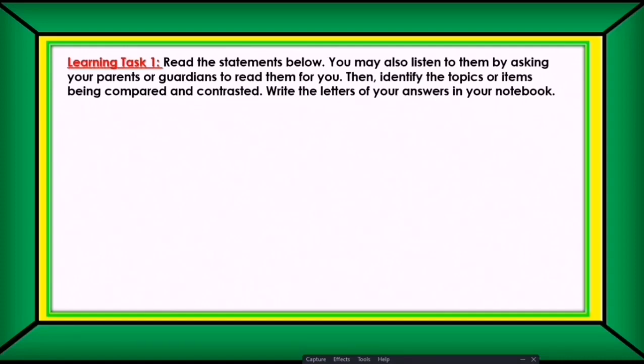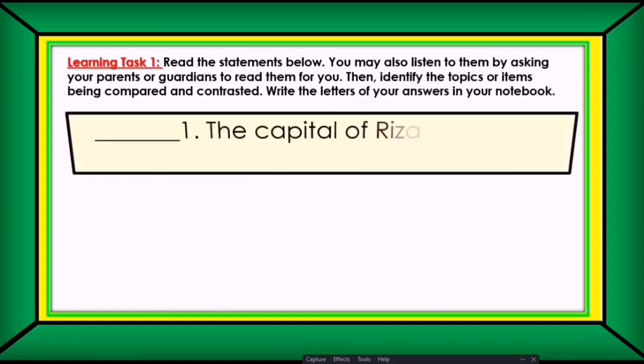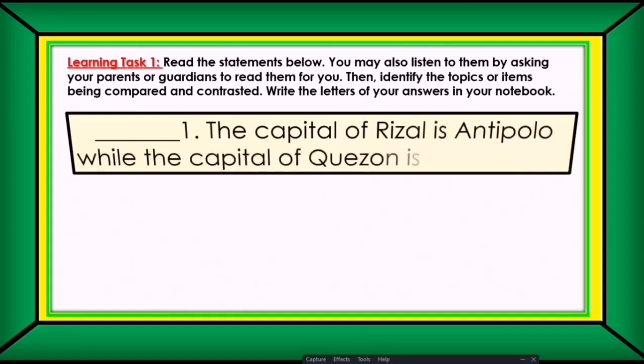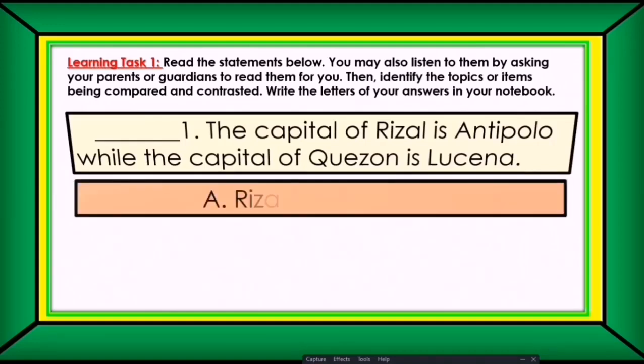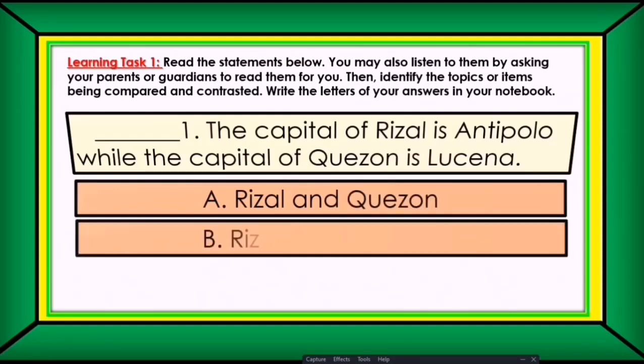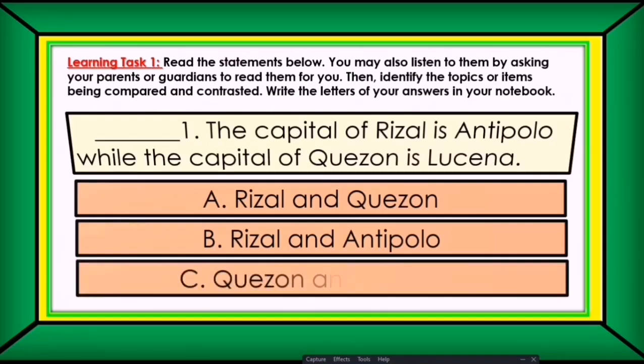Are you ready now? Okay, let's start now. The capital of Rizal is Antipolo, while the capital of Quezon is Lucena. Here are the choices. A. Rizal and Quezon. B. Rizal and Antipolo. C. Quezon and Antipolo. So now you have to choose the letter of the correct answer.